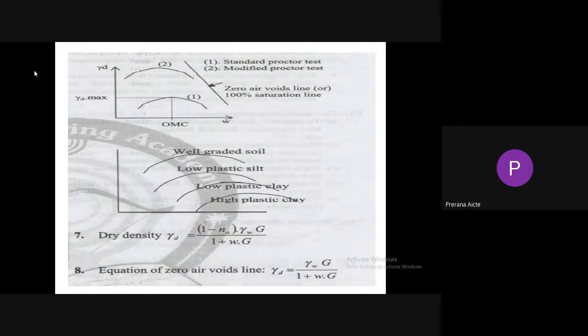So dry density for zero air voids, generally density in terms of void ratio, is given by (1 minus na) G gamma w by 1 plus wG. For zero air voids, the percentage air voids becomes zero. So the formula can be converted into G gamma w by 1 plus wG.